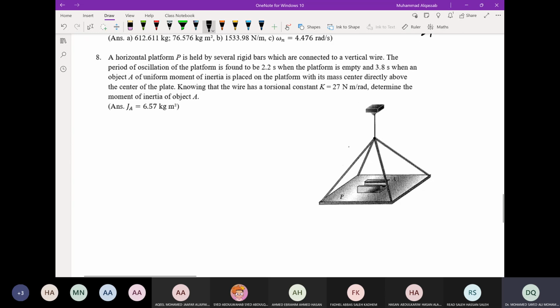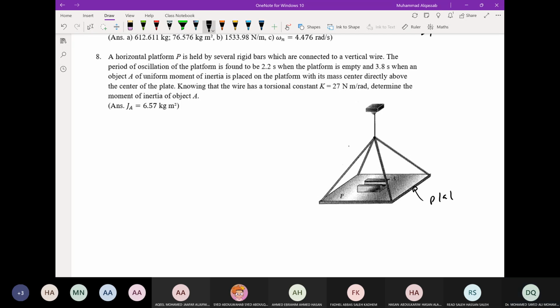And question number 8: a horizontal platform P is held by several rigid bars, which are connected by a vertical wire. Okay, so this is the plate, and those are rigid bars. We have 4. And then this is the wire.